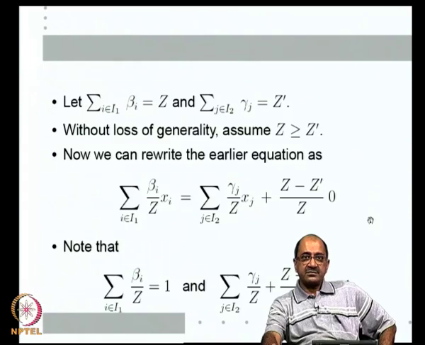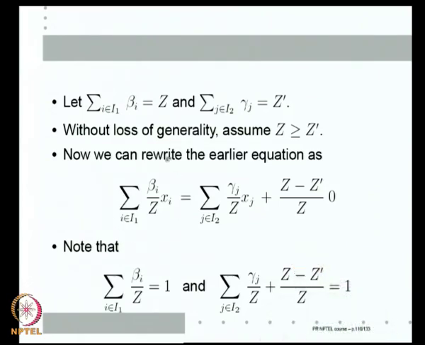What is the purpose of this? The purpose is, now the left side is a convex combination of x I with I in I 1, because the summation of beta I by z summed over I is 1. They are anyway positive and they sum to 1. Now, the entire right hand side is a convex combination of x j such that j in I 2 plus the 0 vector. Because if I sum all the coefficients, for x j, j in I 2, the coefficient is gamma j by z, and for the 0 vector the coefficient is z minus z prime by z. If I sum all of them, summation over j of gamma j by z plus z minus z prime by z, and summation of gamma j is z prime, so this becomes z prime by z. I add both of them, I will get 1. So, what is on the right hand side now is a convex combination of all the x j such that j in I 2 plus the 0 vector. Okay.